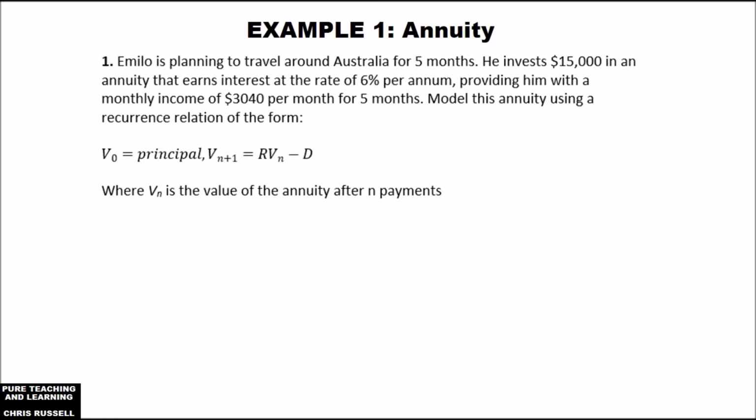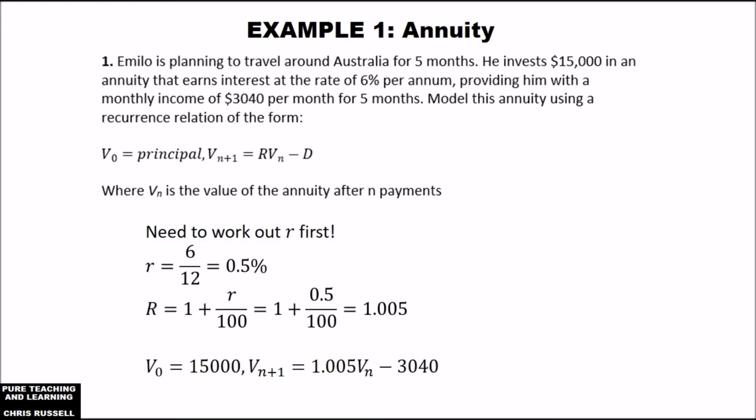Annuities. Emilio is planning to travel around Australia for 5 months. He invests $15,000 in an annuity that earns interest at the rate of 6% per annum, providing him with a monthly income of $3,040 per month for 5 months. Model this annuity using a recurrence relation of the form V0 equals the principal, Vn+1 equals R Vn minus D, where D is the common difference, where Vn is the value of the annuity after n number of payments.